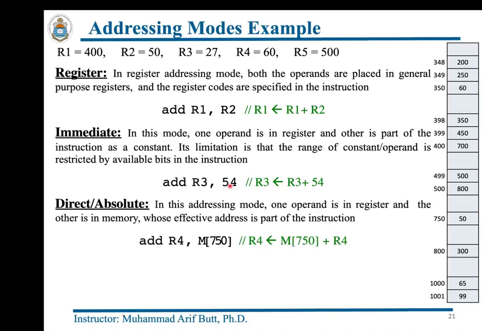In direct or absolute addressing mode, one operand is in the register and the other is inside the memory, whose effective address is part of the instruction. For example, this instruction will add the contents of register R4 and the memory contents located at address 750, which is 50, and will place the result in R4. So if R4 contains 60 and this memory location contains 50, then after this instruction gets executed, register R4 will contain 110.